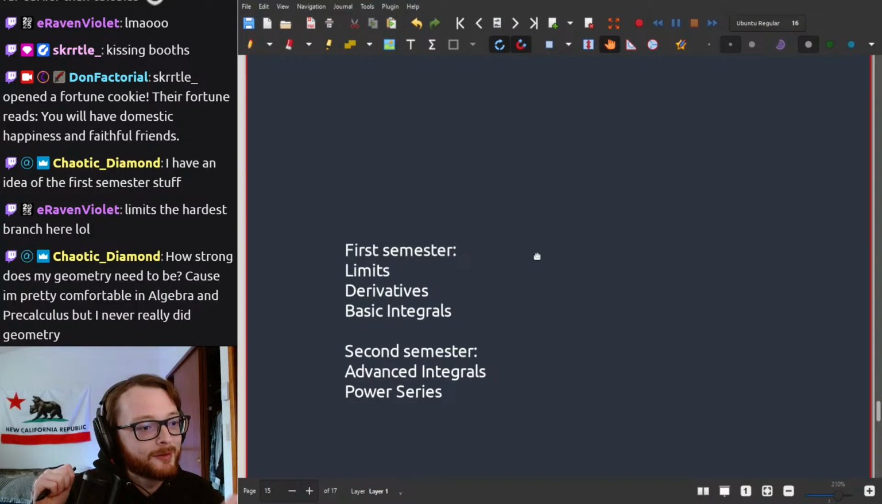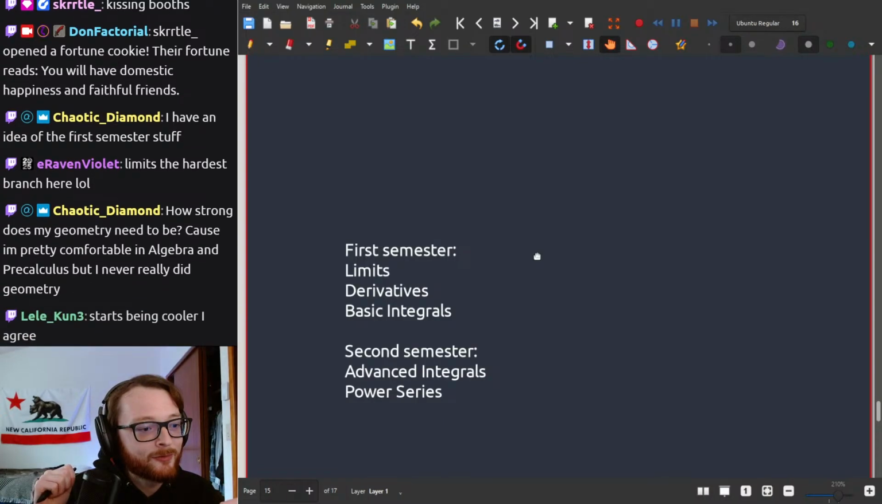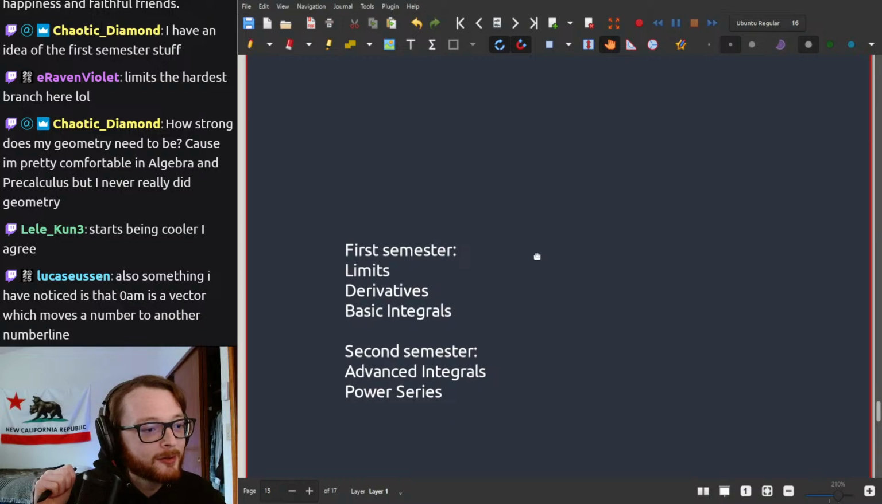Kissing booths, yeah, exactly. You will have domestic happiness and faithful friends. Well, that's just a lie.